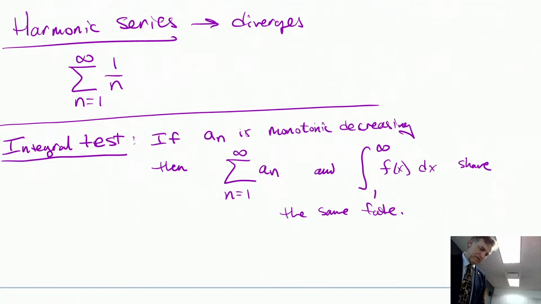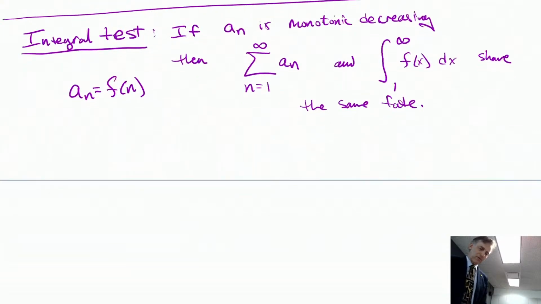Okay, and in this case, a sub n is equal to f of n. So, in other words, you take whatever's here, think of it as a function, and then do that integral. And if that integral converges, then that will converge. If this diverges, that will diverge. Now, it's just a basic sort of description of why this is. You can either consult Connor, or I can draw a picture for you.